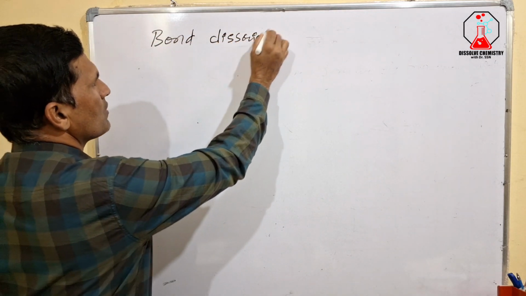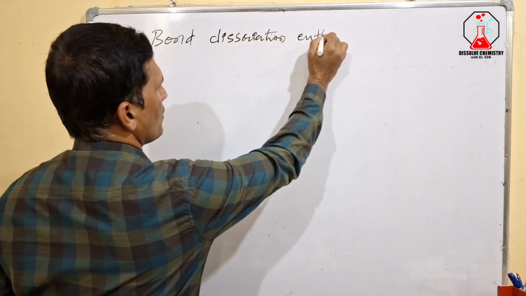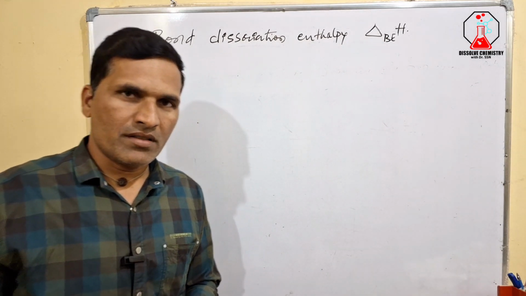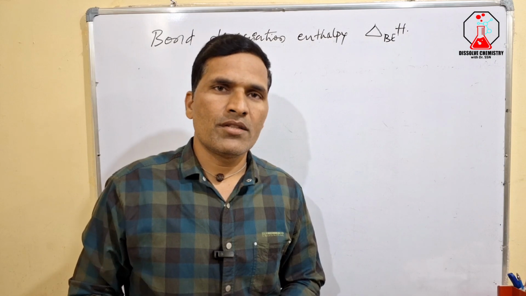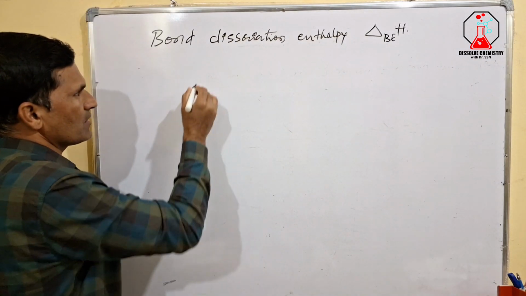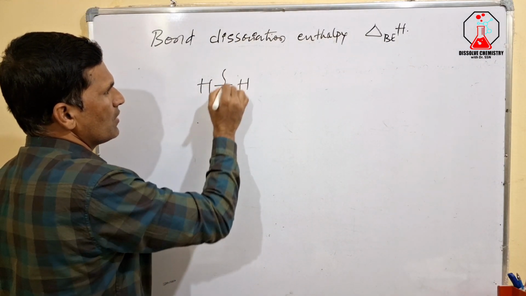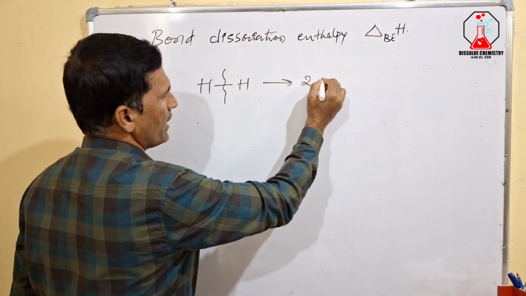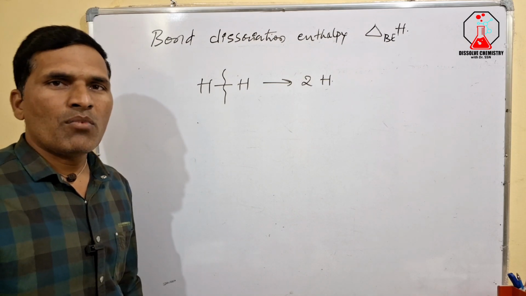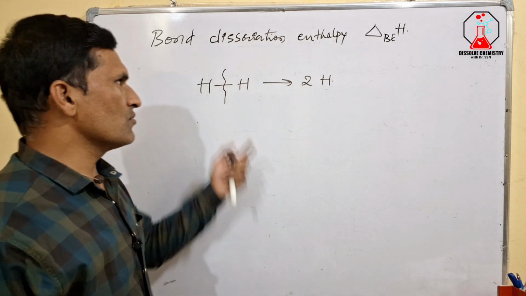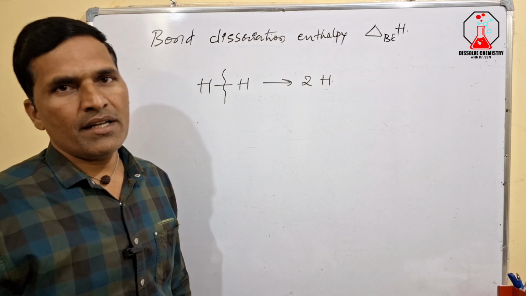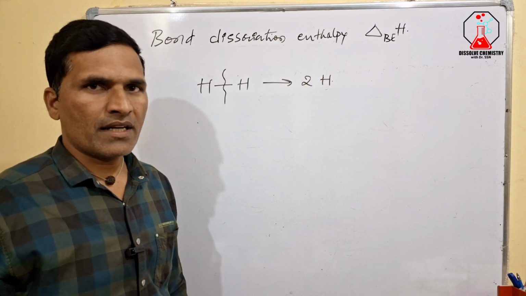Bond dissociation enthalpy. What does it mean? If it is a diatomic molecule, it involves breaking of the one bond present between the atoms. Say for example you take a hydrogen molecule. We dissociate it to give 2 hydrogen atoms, and here enthalpy of atomization and bond enthalpy are one and the same because only one bond is there. So bond dissociation enthalpy and enthalpy of atomization are exactly the same.